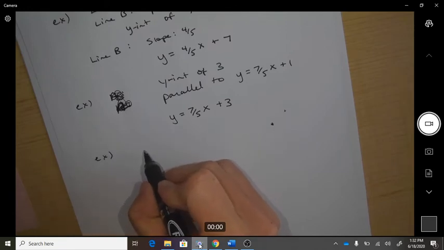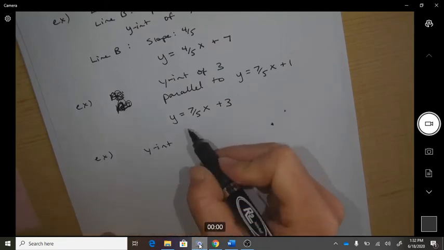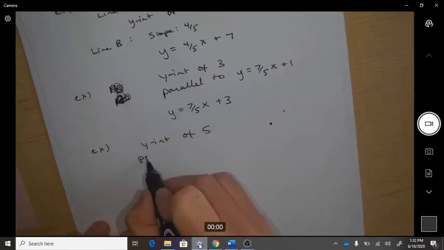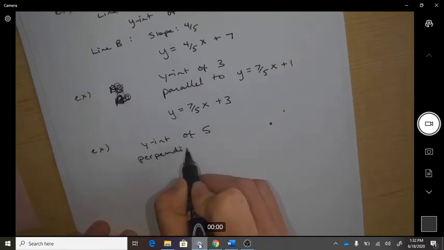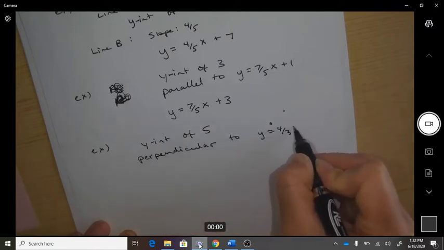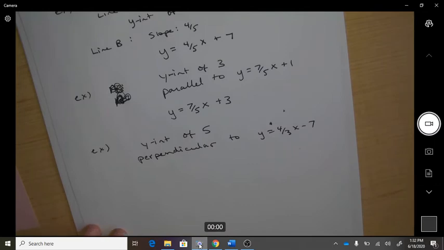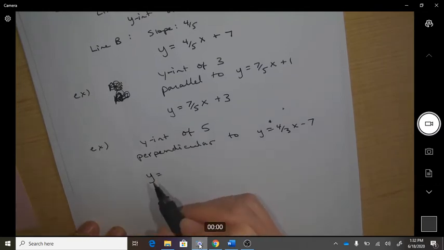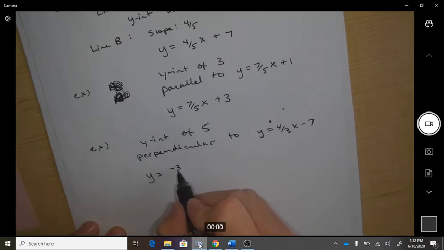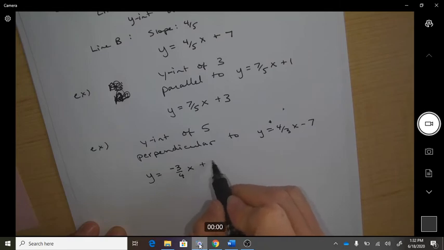Okay, our line has a y-intercept of 5, and we also know it's perpendicular to this line. Okay, so what is our line going to be? So we're perpendicular to this one, so negative and reciprocate, and plus 5 is our y-intercept.